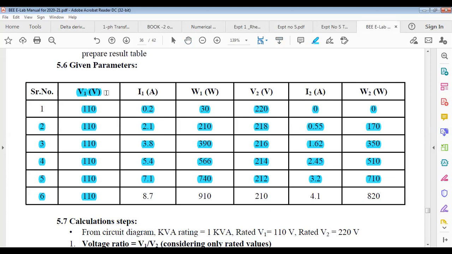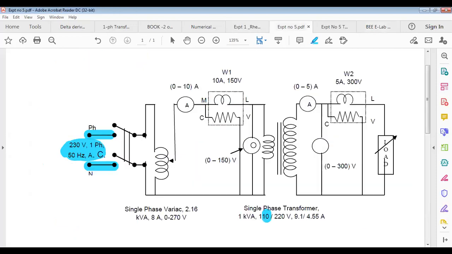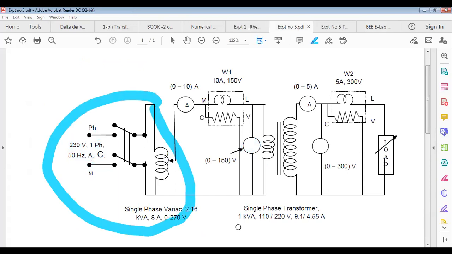That's why in this method, before noting down every reading, you cross check whether V1 is 110 volt or not. See this voltmeter reading, and if it is not 110 volt, adjust this variable knob and make it 110 volt. So 110 volt you have to apply on the primary side. That's why we have used an auto transformer in this method.